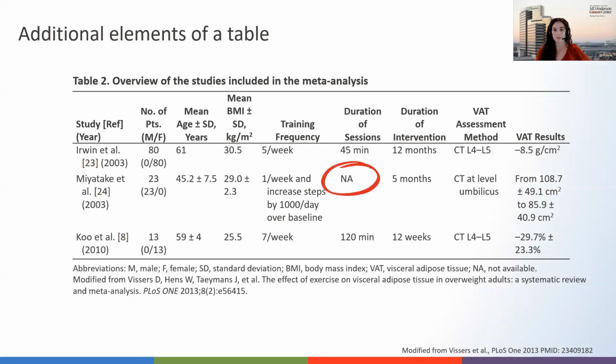Another point to note in this table is how missing information is handled. Look at the entry NA in the center of the table, which is in the duration of sessions column. Here, NA stands for not available. That notation tells us that the authors did not accidentally omit the information. It is better to include a notation of this type than to have an unexplained empty cell. For other types of data, ND for not determined, a dash, or a 0 might be appropriate.